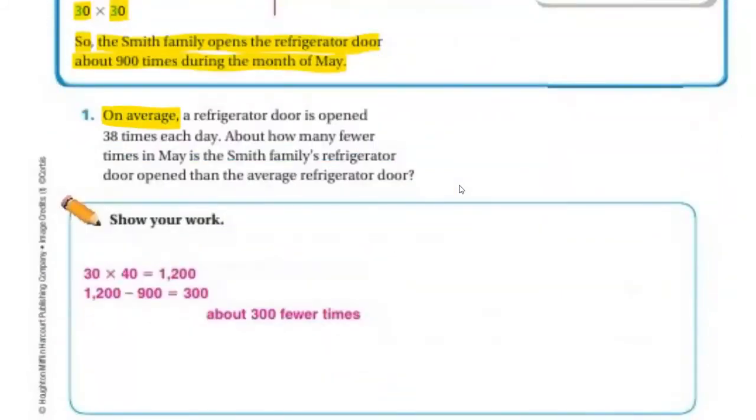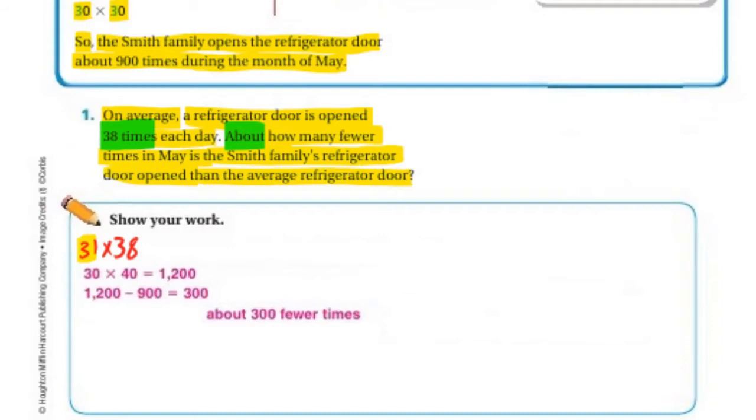On average, a refrigerator door is opened 38 times each day. About how many fewer times in May is the Smith family's refrigerator door opened than the average refrigerator door? So we have about here, right? So you have to estimate again. And we have here 38 times each day in May, because May equals 31, right?